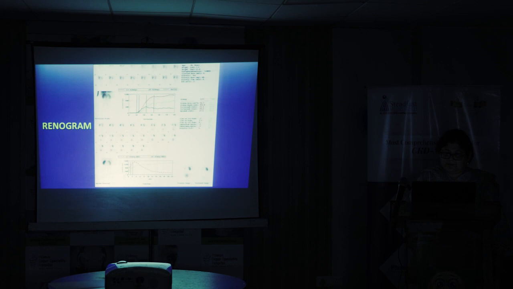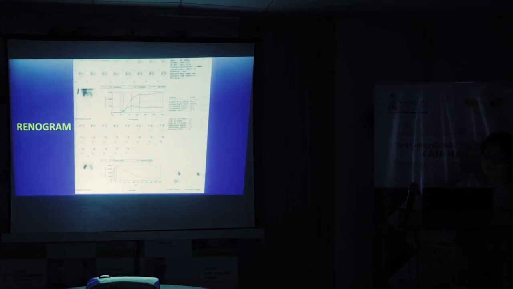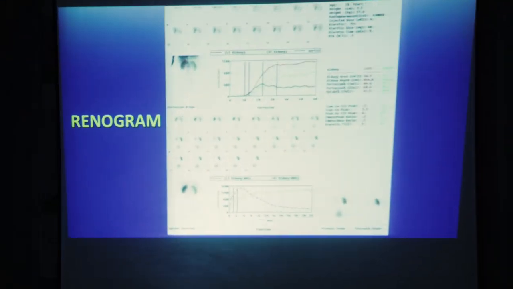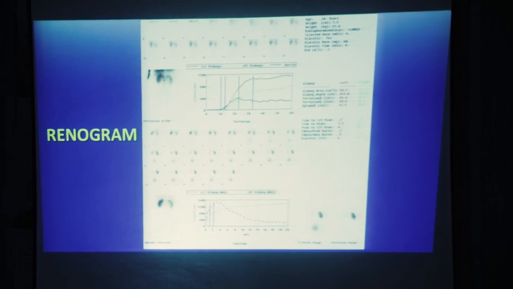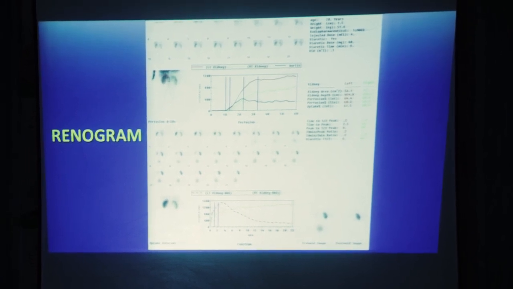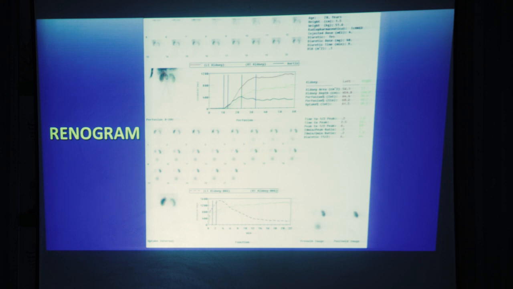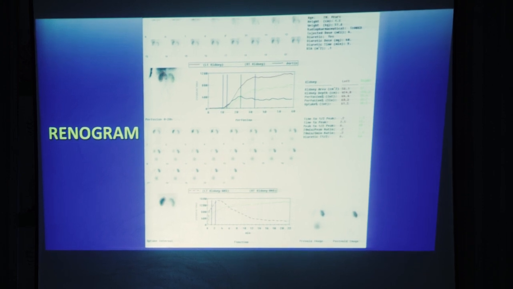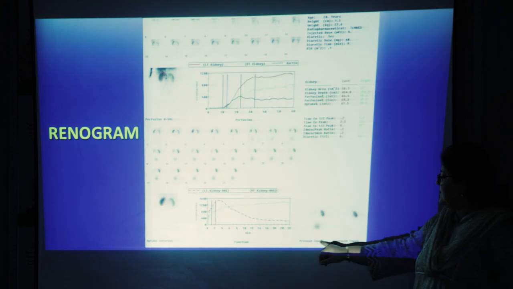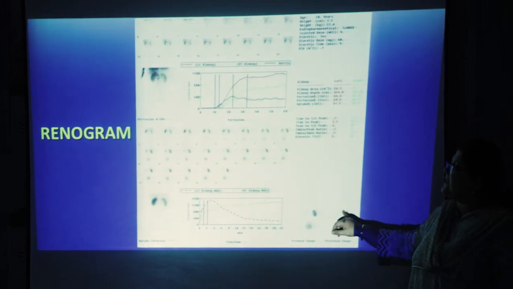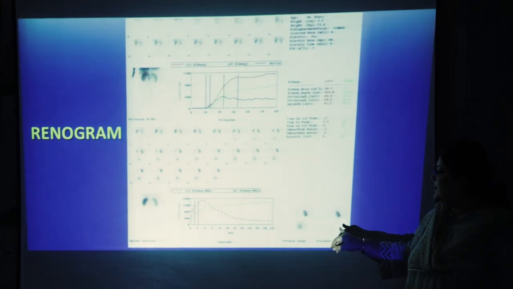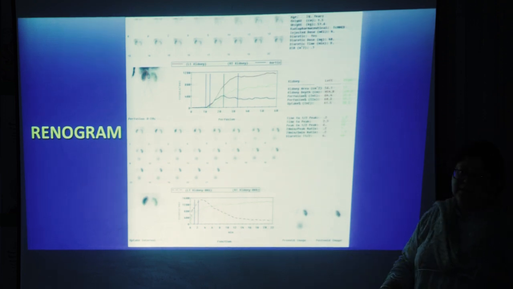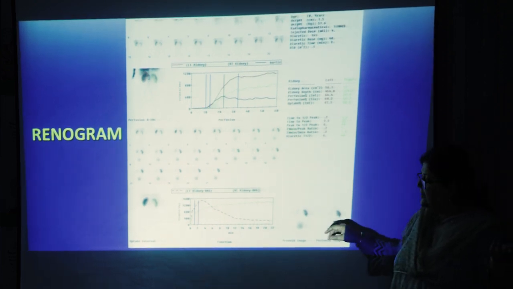Okay, can somebody read this now? You have a renogram also now. So you can look at these images. These are the pre-void image. This is the post-void image. So this is actually the same study which I had shown earlier. So again, it is your left kidney which is obstructed.